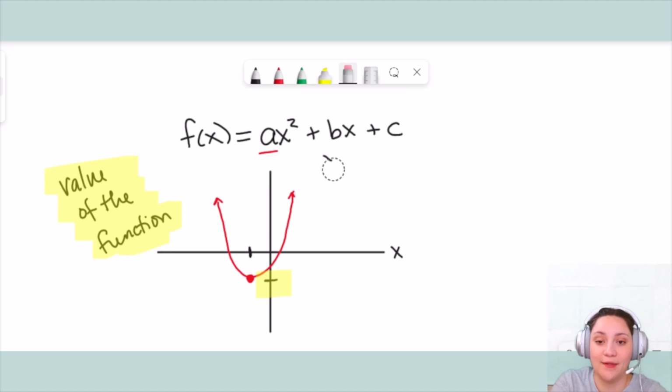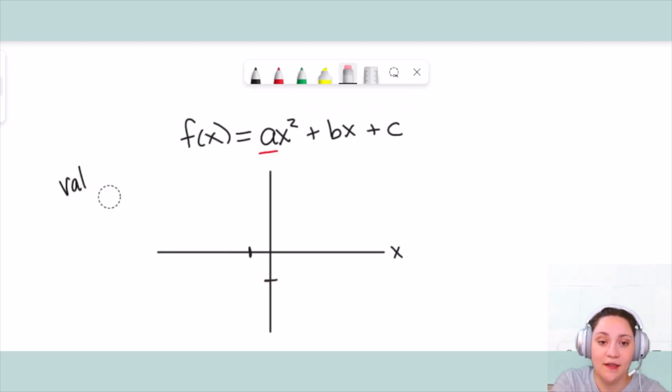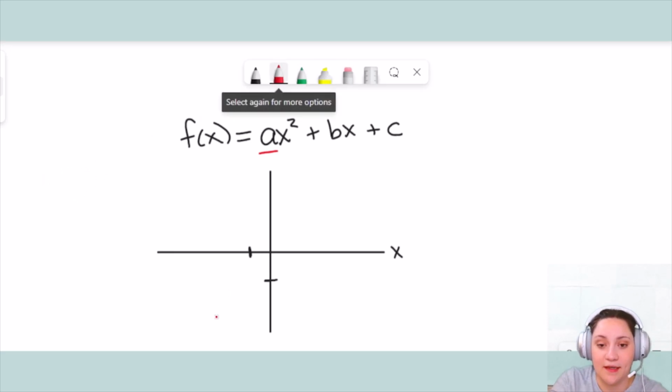And if we had a parabola that opens downwards, maybe it looks like this. There we go.